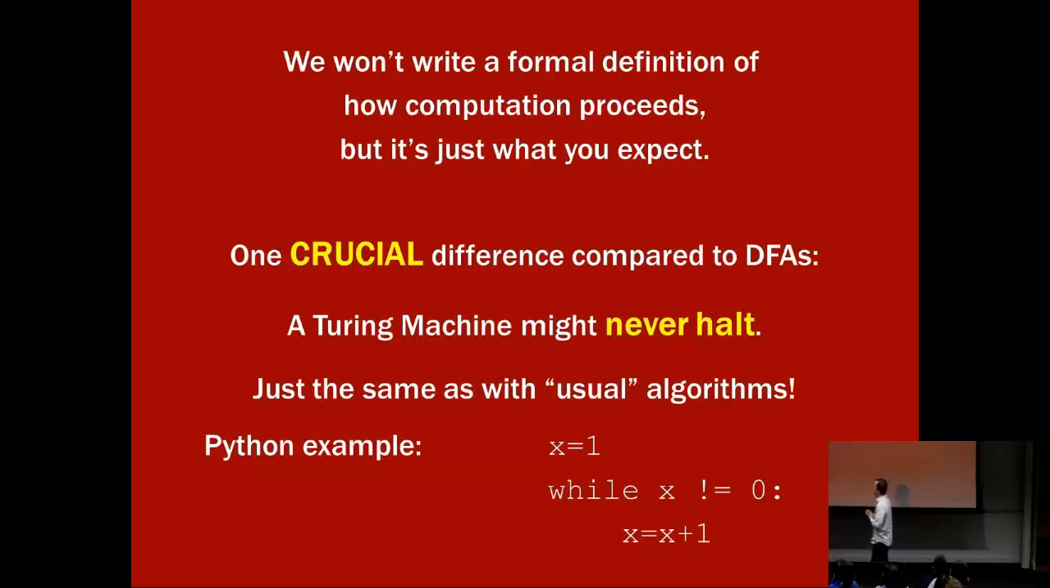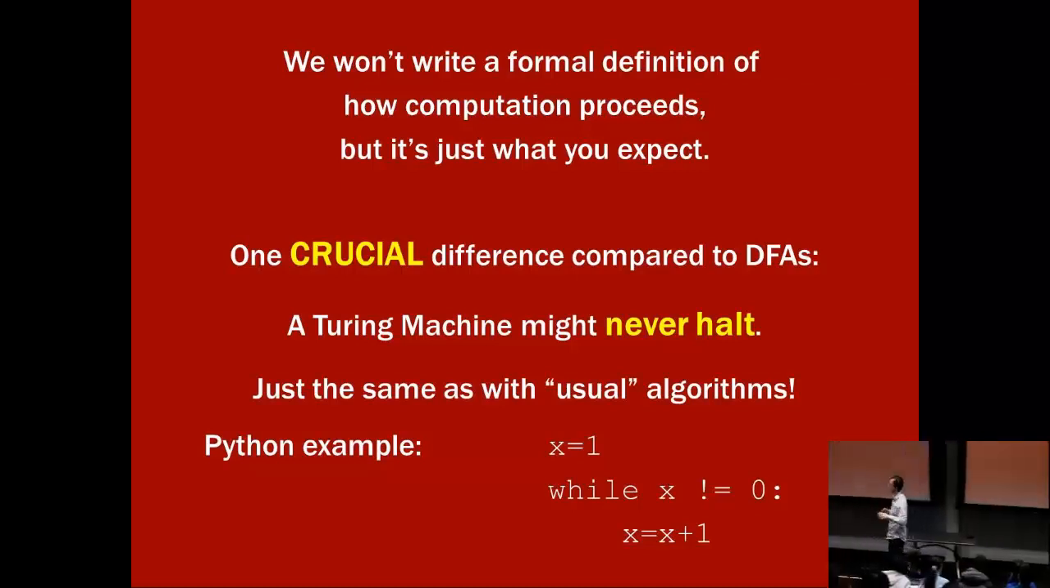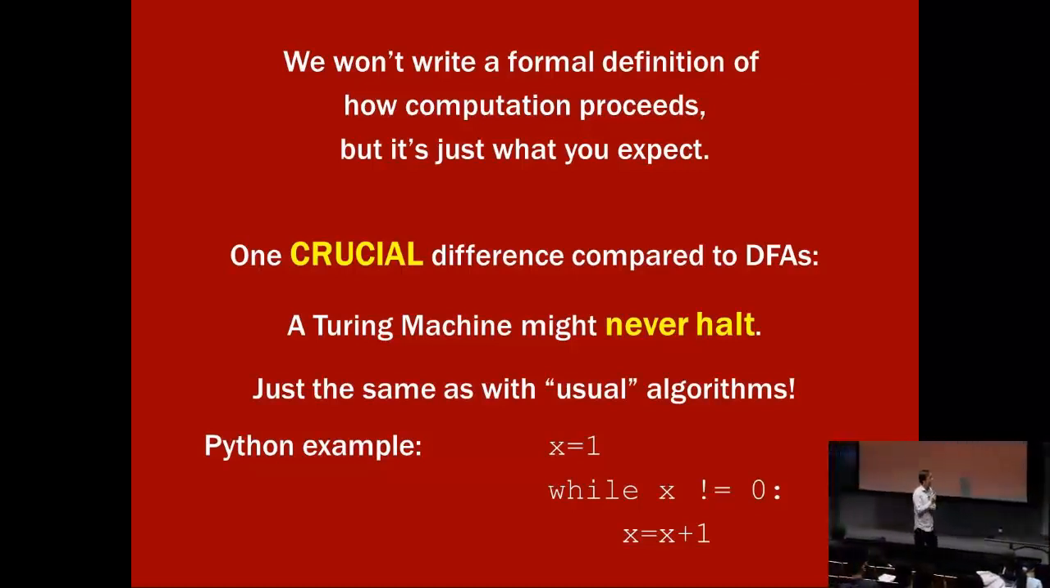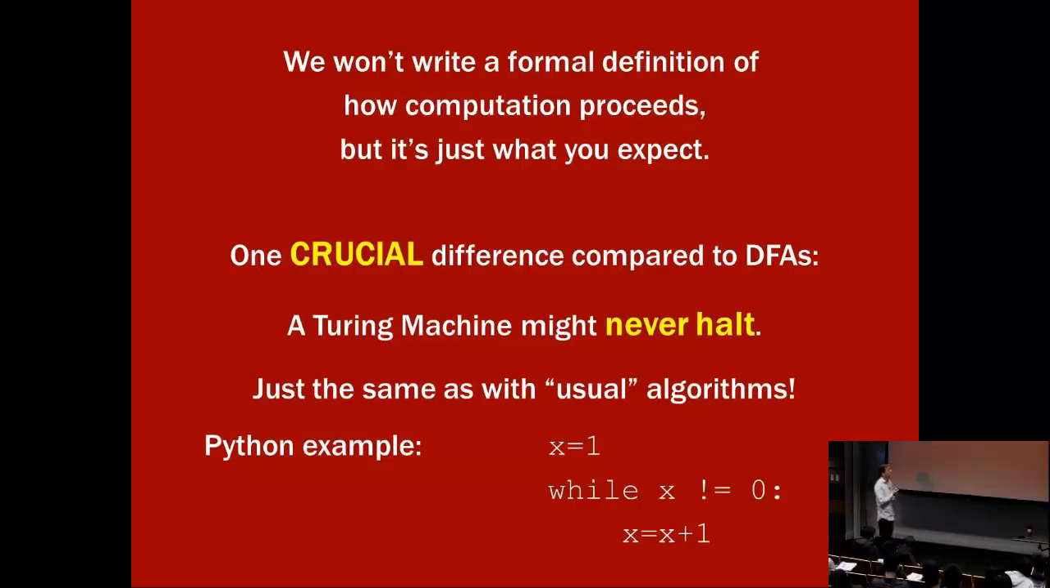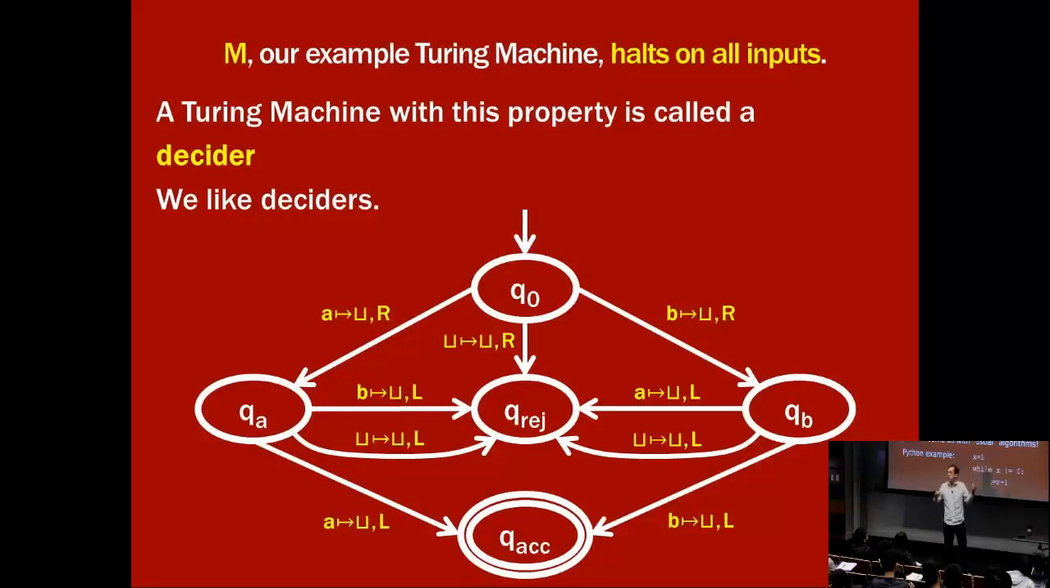I do want to emphasize one extremely crucial difference compared to DFAs. This is maybe the most interesting thing. Well, one of the most interesting things is that a Turing machine might never halt. A DFA always halts. It runs for a number of steps exactly equal to the number of characters. But a Turing machine might never halt. And this is just the same as with usual algorithms, like Python or C. Sometimes you write a Python program that just goes into an infinite loop and never halts. That's a simple example.